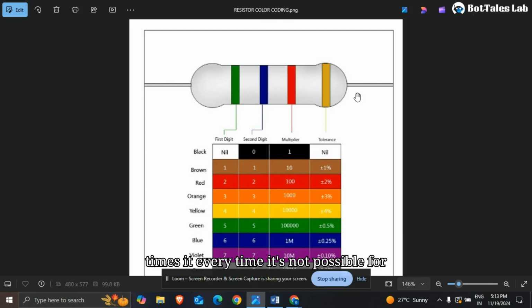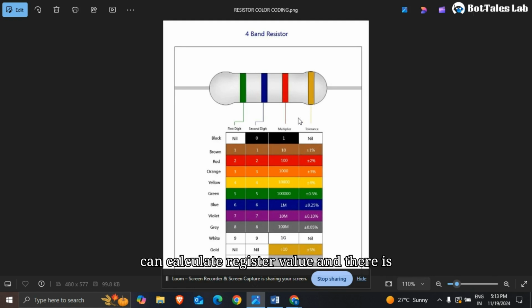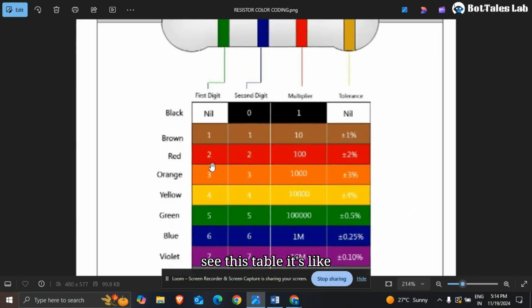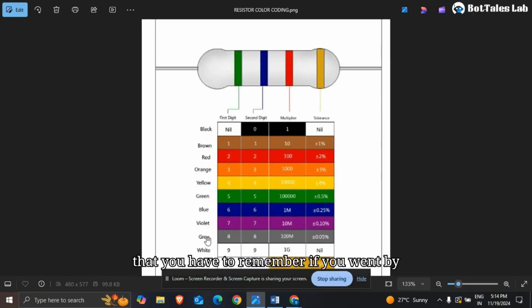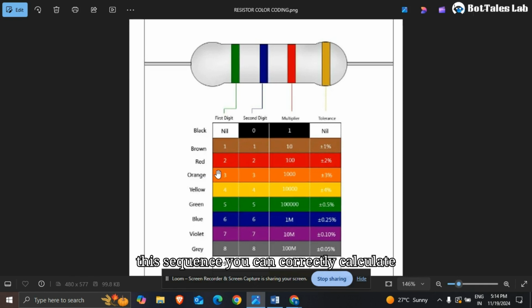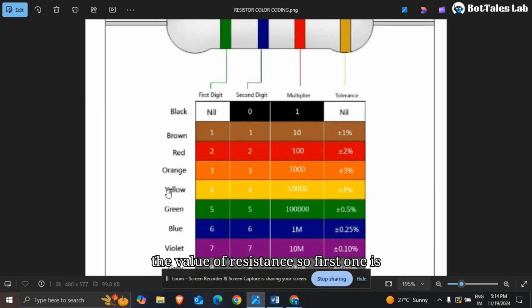But many times it's not possible for us to calculate the resistor value like that. So this is one table by which we can calculate the resistor value, and there is one trick by which we can remember it. If you see this table, it has different colors and their values: first digit, second digit, multiplier, and tolerance. This is the sequence that you have to remember. If you follow this sequence, you can correctly calculate the value of the resistance.